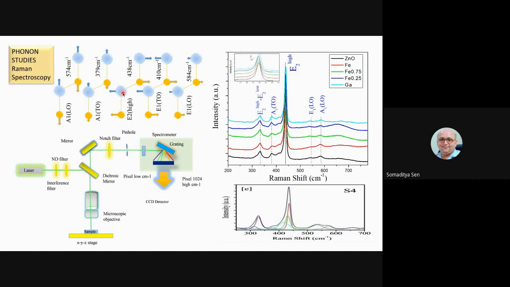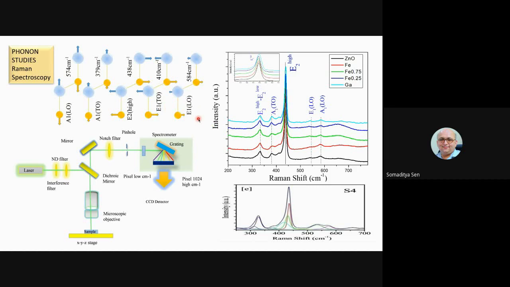The E2 high mode is the strongest mode. Here you can see the E2 high mode is the strongest mode. This is the most common mode in zinc oxide, and it is due to this type of vibration. This one goes this way, this one goes this way. These two vibrate simultaneously in the same direction, and these two simultaneously in the same direction. Similarly, there is the E1T mode, which is a little weaker mode, and the E1LO mode.